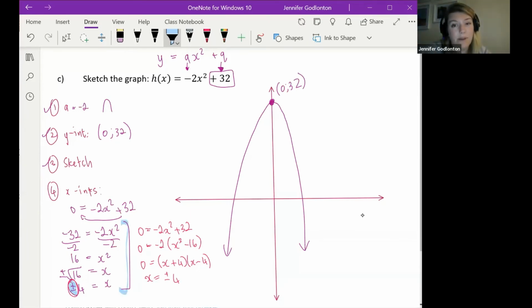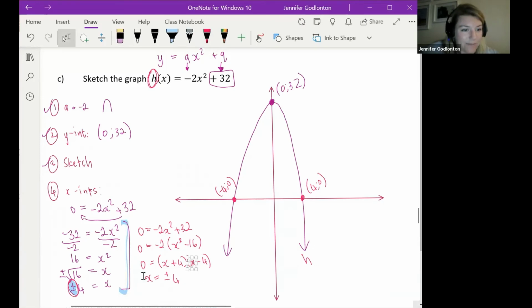I'm happy for you to work this way, as long as you don't forget that plus and minus. Now when we plot that onto that graph, we say, cool, that means that this is -4, and that means that this is 4. We're going to give him his name, which is H, and we're done. That's our whole situation.